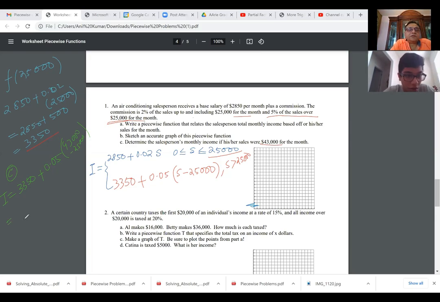Let me just calculate it. Find the difference first. 43 minus 25 in thousands. It's 18,000, right? So just times it with 0.05, $900, and then add 3,350. 4,250. You get the idea. So that is how you're going to calculate.